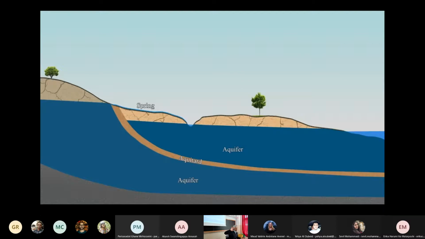you see a perfect representation of a two-layer aquifer. The layers may be more than two, maybe 3, 4, 5. Like in this region, we have at least 3 layers. And you see what is the difference between the unconfined aquifer, which is the upper one, and the confined, which is the lower one.